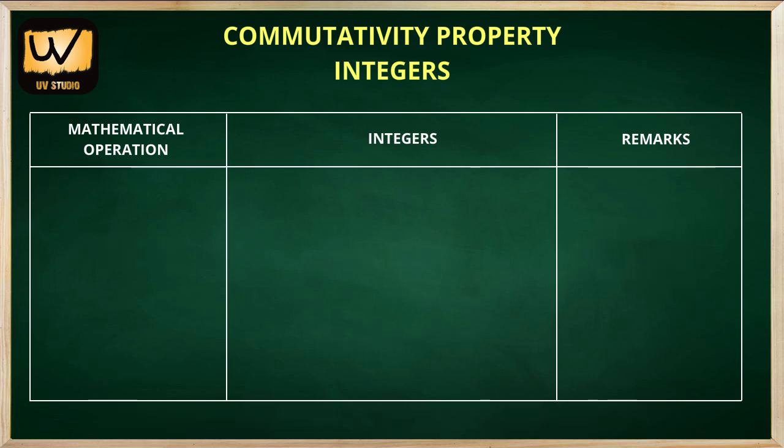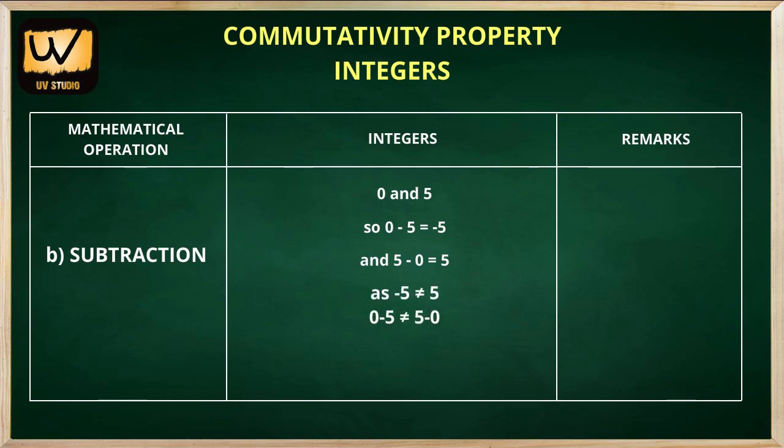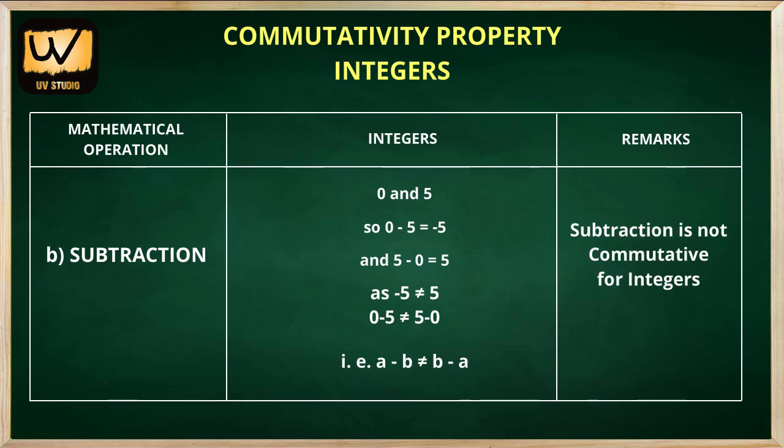The second mathematical operation, that is subtraction, and let the integers be 0 and 5. So subtraction, 0 minus 5, what is that equal to? Minus 5, and change the order. 5 minus 0 is equal to 5. Now friends, minus 5 is not equal to 5. So 0 minus 5 is not equal to 5 minus 0. Therefore, a minus b is not equal to b minus a. And what's the remark? Subtraction is not commutative for integers.